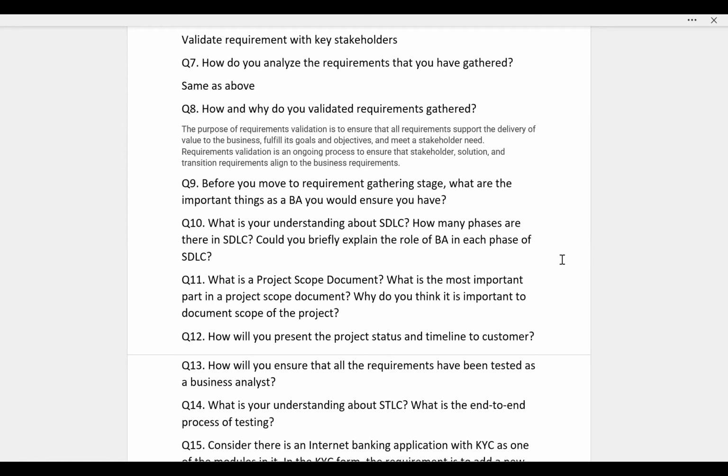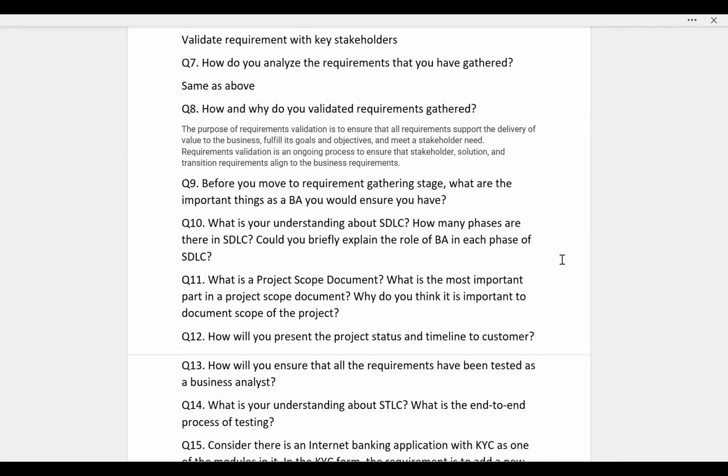So what is a project scope document? What is the most important part in the project scope document? Why do you think it is important to document the scope of the project? I already answered this question. So as a BA, in my last role, I ensured that before I start working on the project, I clarify and understand the scope of the project by working with the project manager, to understand what is in scope and what is not in scope.